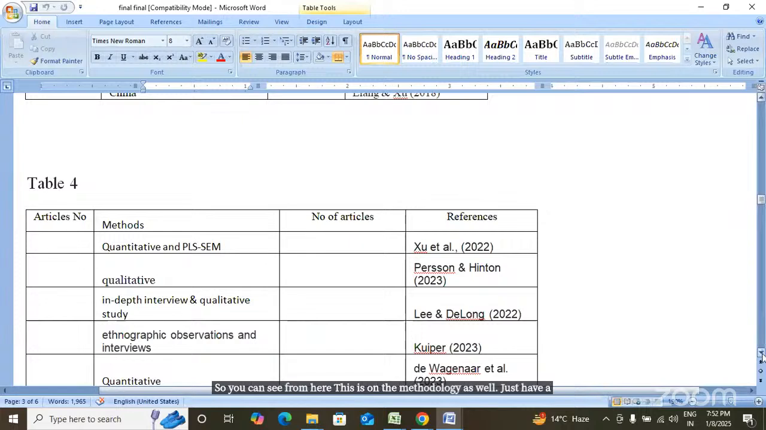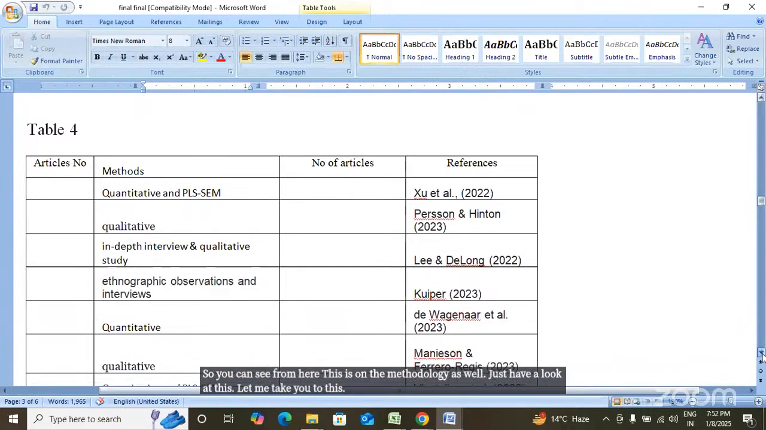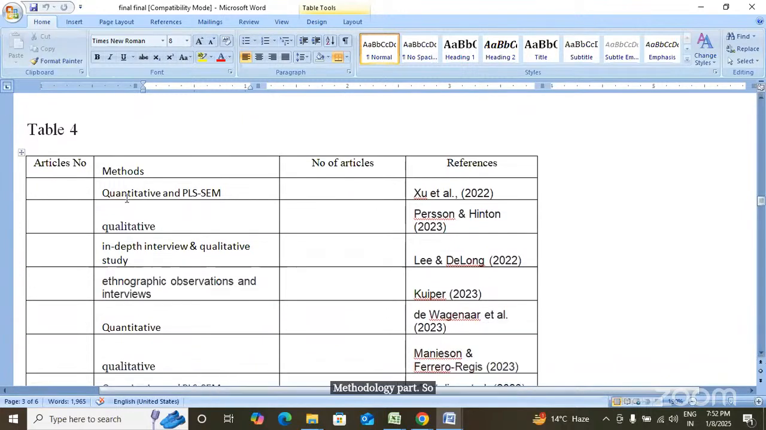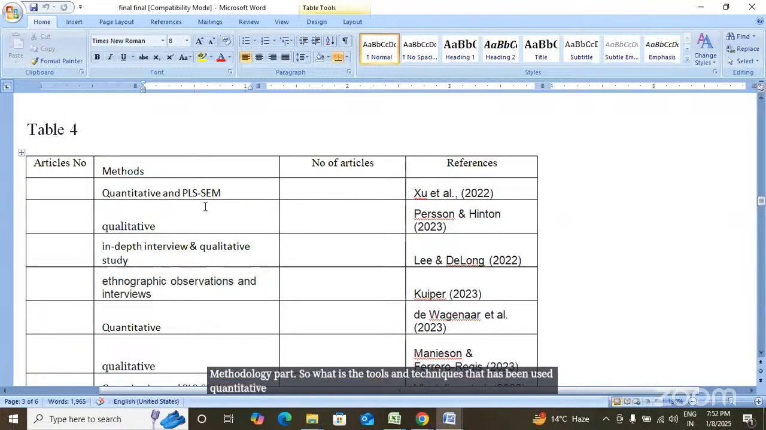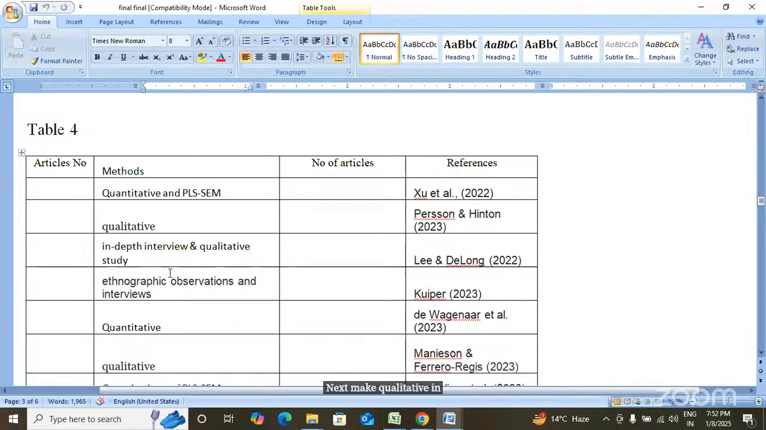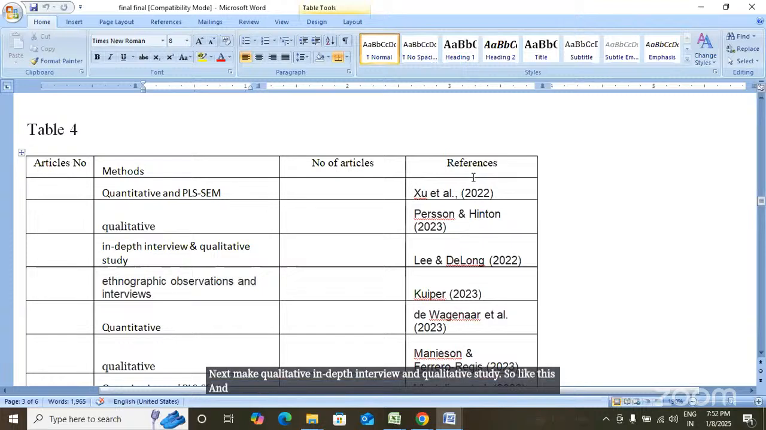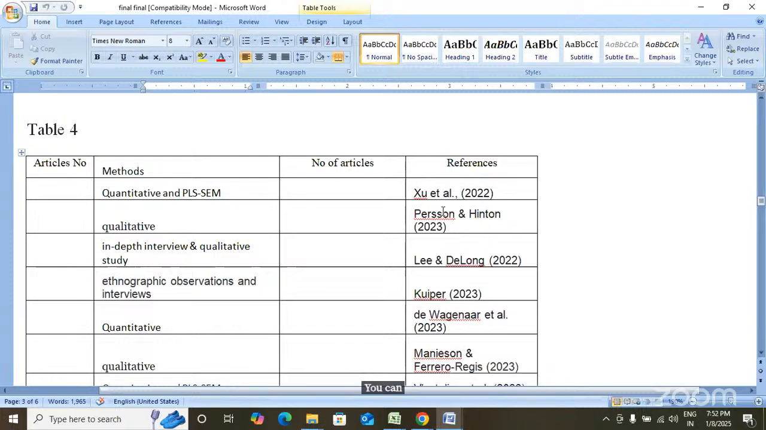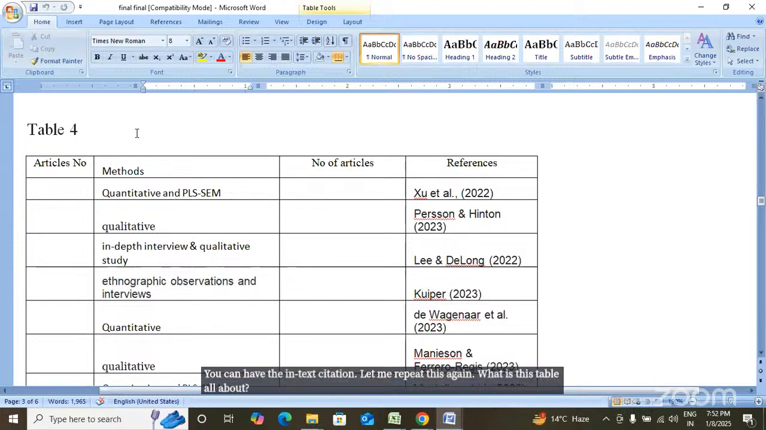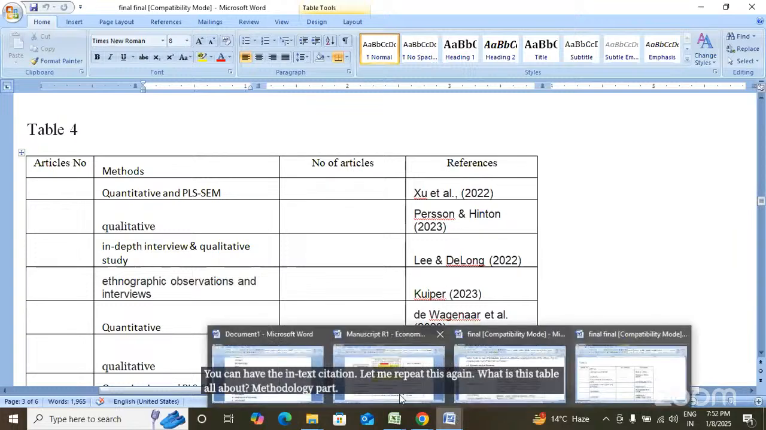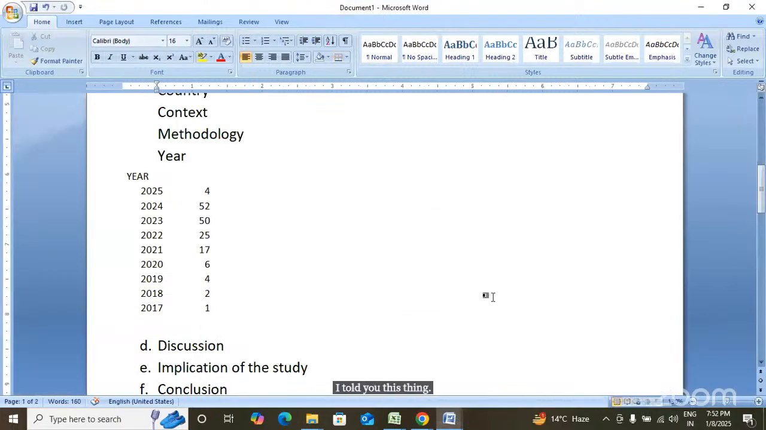Let me take you to this methodology part. What are the tools and techniques that have been used? Quantitative and PLS-SEM. Next, qualitative, in-depth interview and qualitative study. So like this, and along with this, you can have the in-text citation. Let me repeat this again. What is this table all about? Methodology part. I told you about this, the TCCM framework, right?